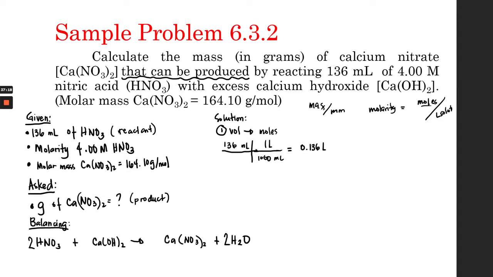Since we're looking for moles, moles is equal to molarity multiplied by the liters. The molarity is 4 and the liters is 0.136, and that gives us about 0.5440 moles of HNO3.